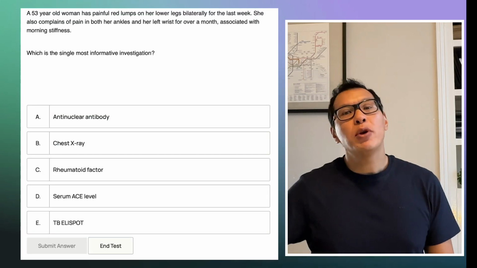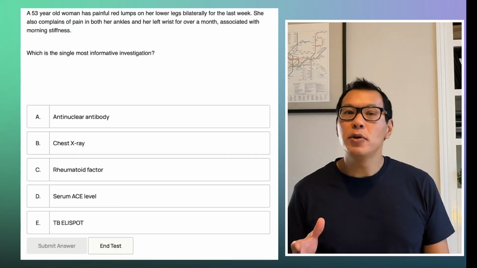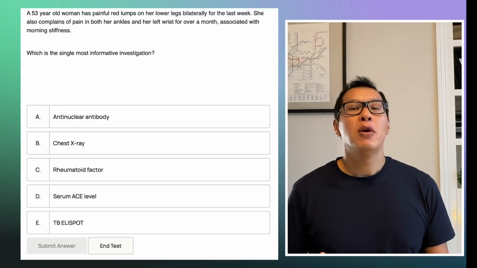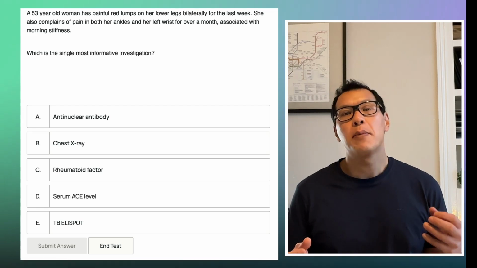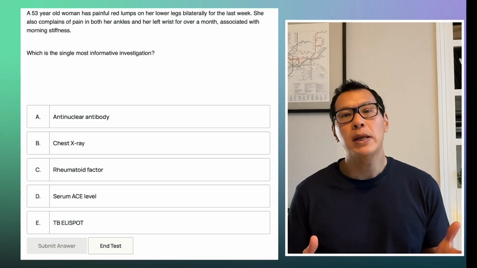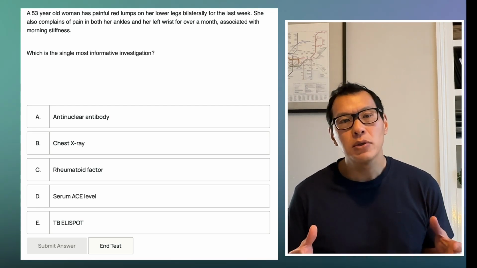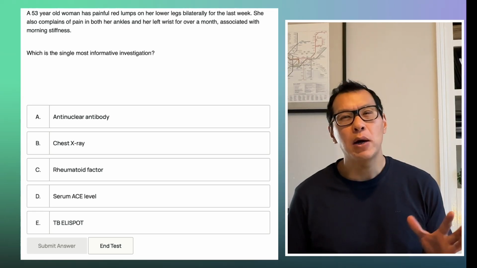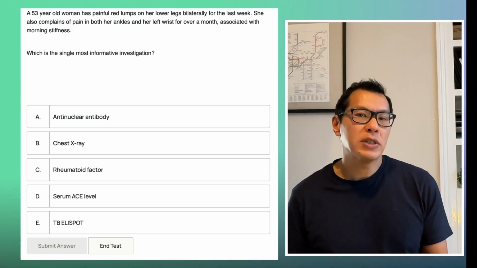So, today we're going to jump in with a short but quite tricky question. A 53-year-old woman with painful red lumps on the lower legs, pain in her ankles and in her left wrist for about 1 month, and morning stiffness as well.